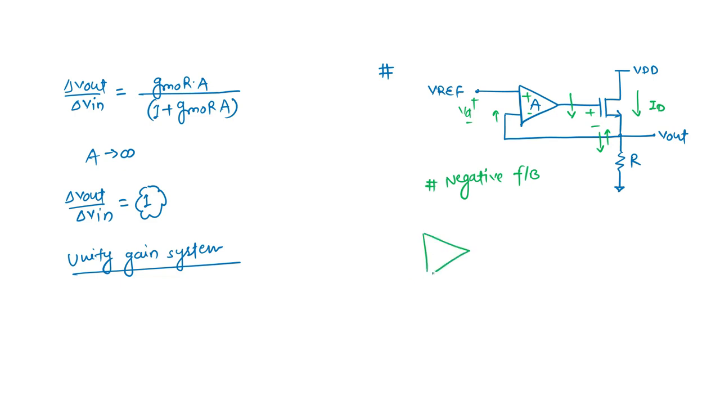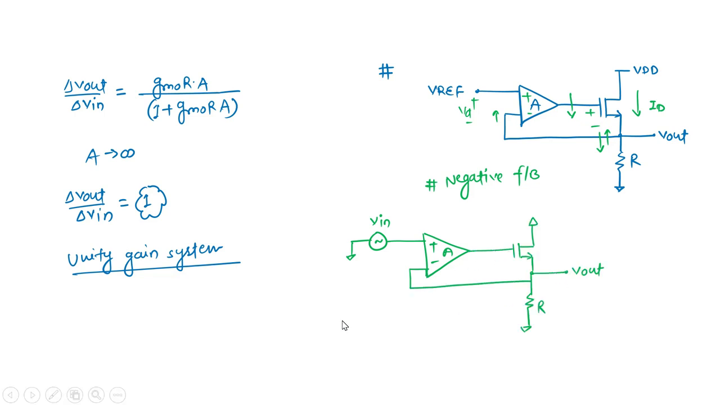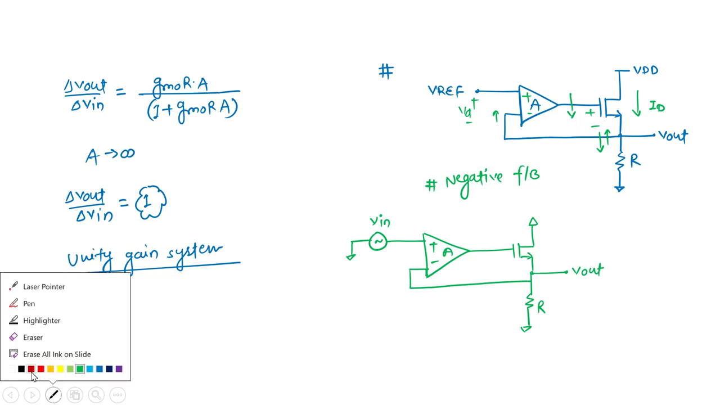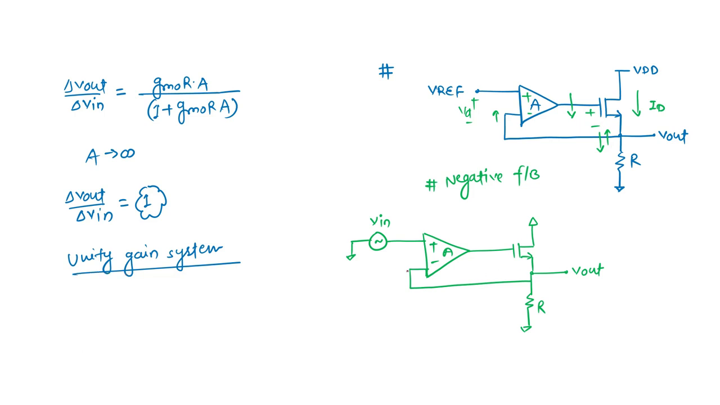Then we will draw the incremental diagram here. Here I am applying an incremental source, and this time I am writing just V in, not del V in, because this is an incremental source I am applying, so no need to write del V. If I want to calculate this gain, we can directly say, I am considering this node as V out. They all are incremental voltages.